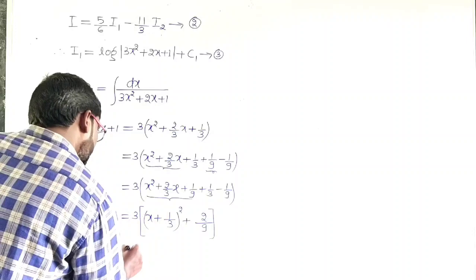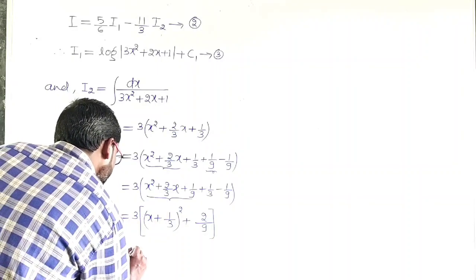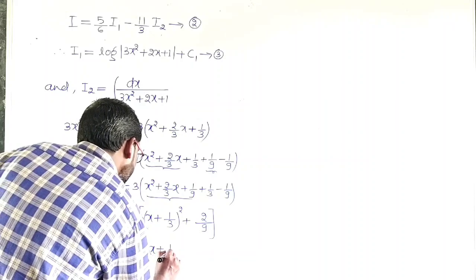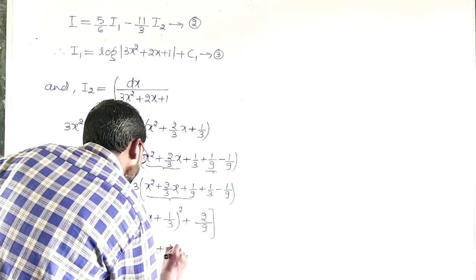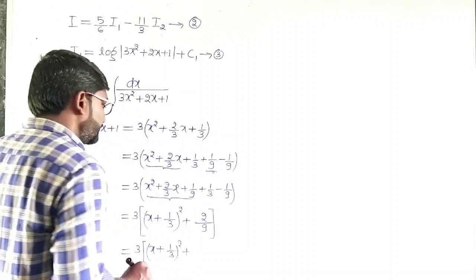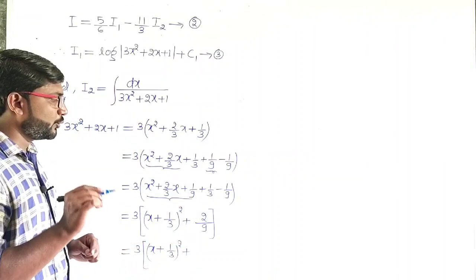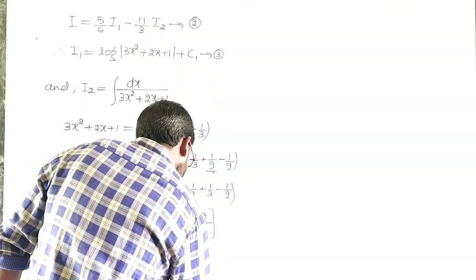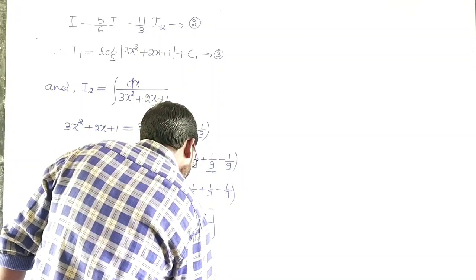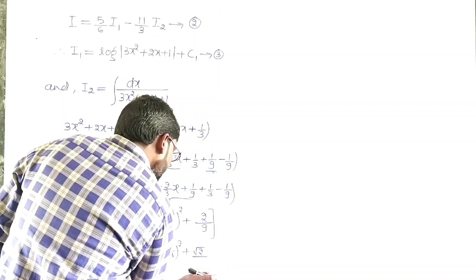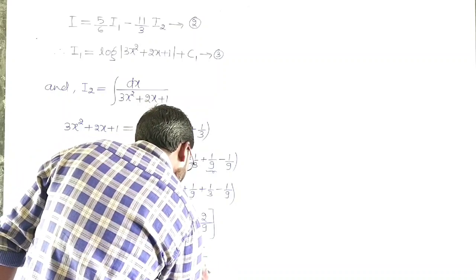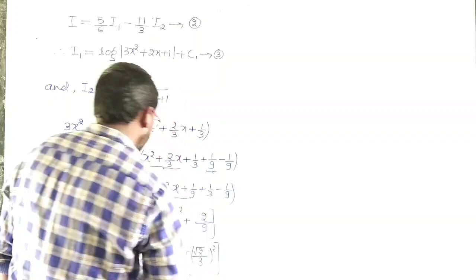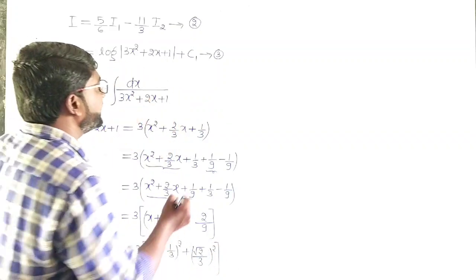So now in the next step this can be written as 3, then x plus 1 by 3 the whole square plus, so this can be written as root 2 by 3 the whole square. Root 2 divided by 3 the whole square. So now we have to rewrite the denominator.